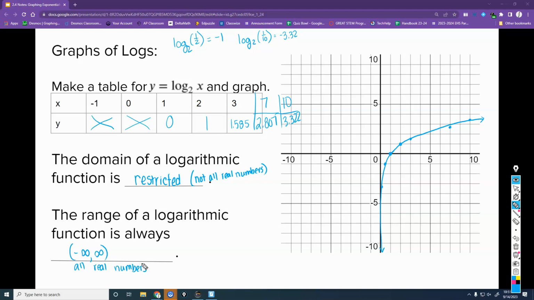This is, again, helpful when you get to the test, because if I ask you what is the range of log base 7 of x plus 3 minus 4, what is the range of that going to be? Without graphing it, I see it's a log function. Range is going to be -infinity to positive infinity, even without looking at it. Okay. All right. Questions?